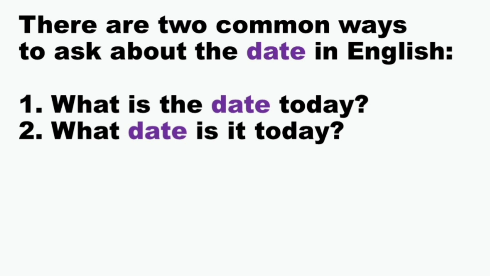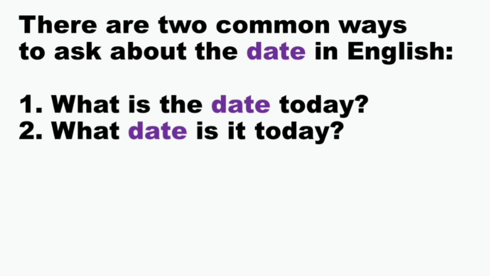Dear friends, there are two common ways to ask about the date in English. Number one, what is the date today? Number two, what date is it today? Just remember these two questions, my friends. You can always use them to ask about the date, and both mean the same.